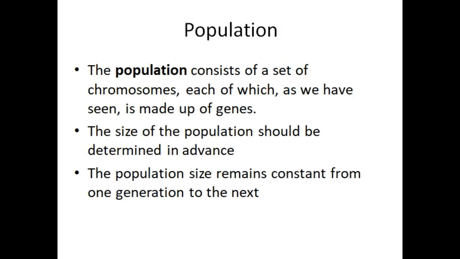The second concept is population. If there are multiple chromosomes, then these multiple chromosomes will represent a population. So just look at this point: the population consists of a set of chromosomes, each of which, as we have seen, is made up of genes. The size of the population should be determined in advance. The population size remains constant from one generation to the next generation, but we can change the size of the population for our problems.